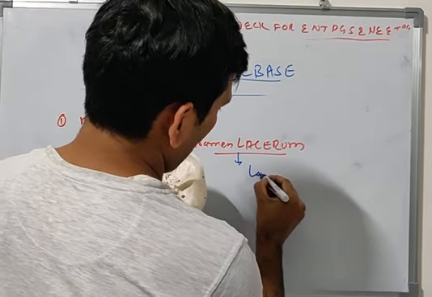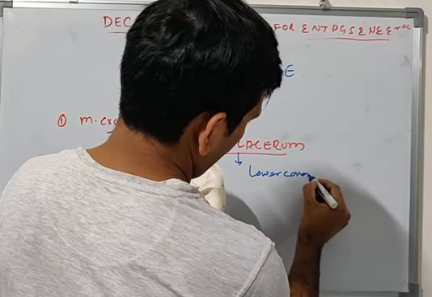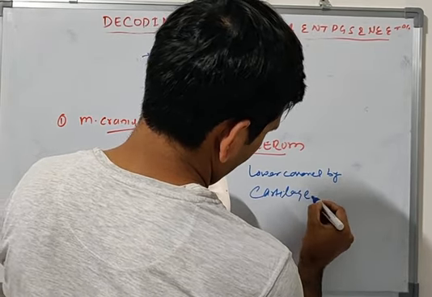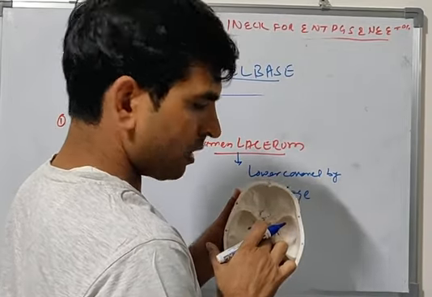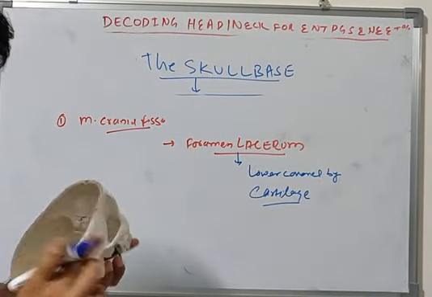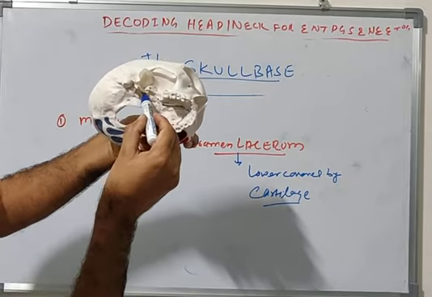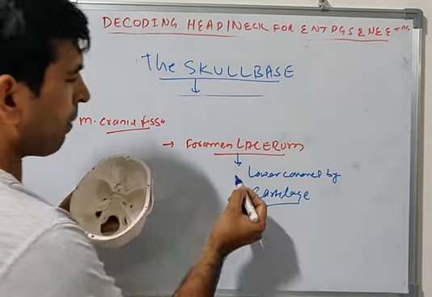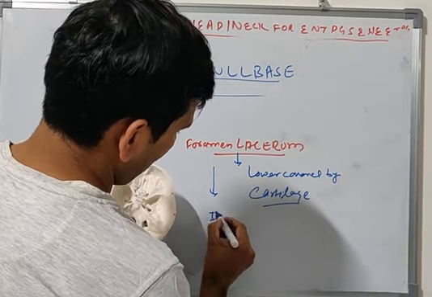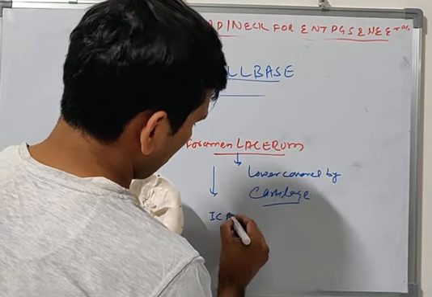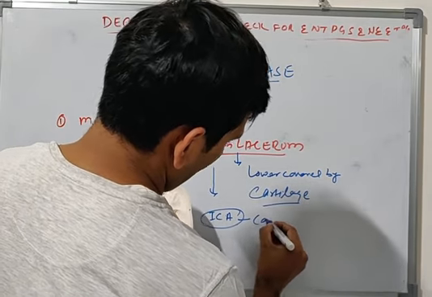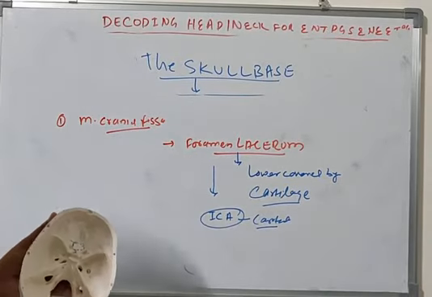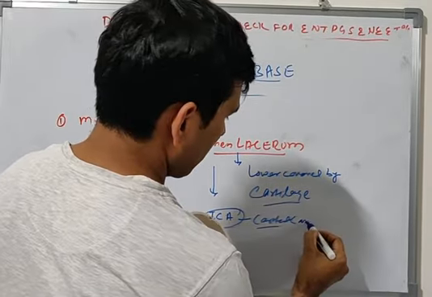The foramen lacerum, mostly its lower part, is covered by cartilage. No structure passes through this foramen lacerum, but the upper part has this. If you see from below, this is the carotid canal. It opens in the posterior aspect of this foramen, upper part. So the ICA is not coming from the foramen lacerum, but from the carotid canal. The carotid canal opens in the upper part of the foramen lacerum, so the ICA comes through the upper part.